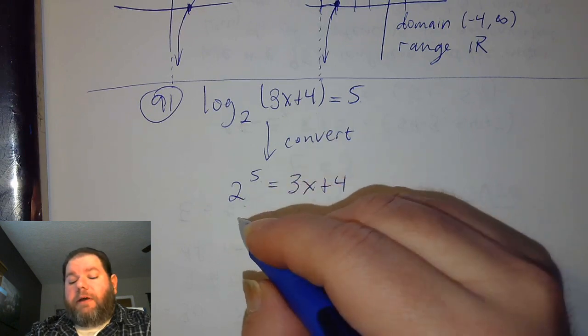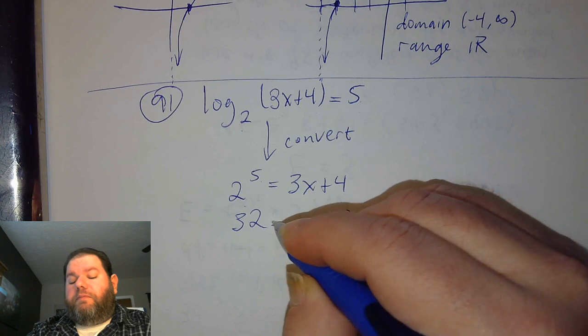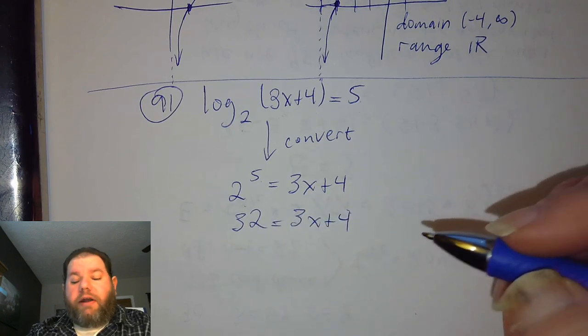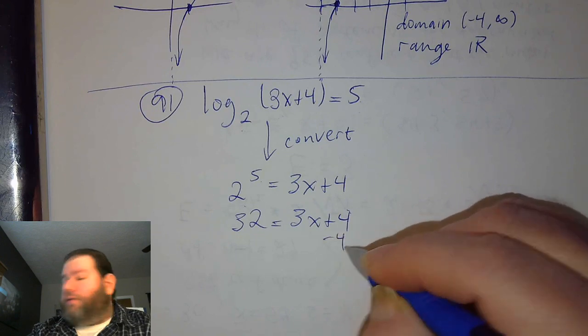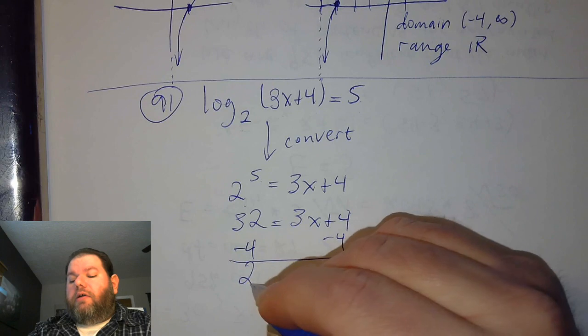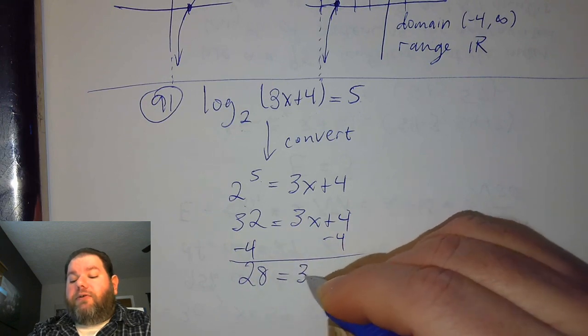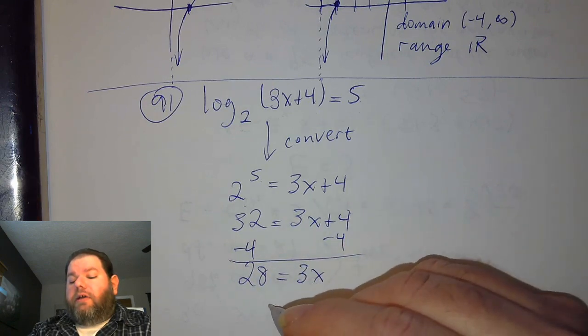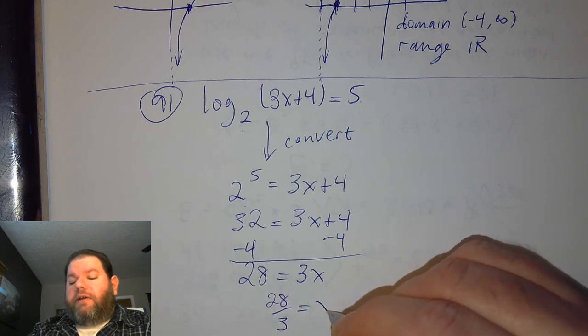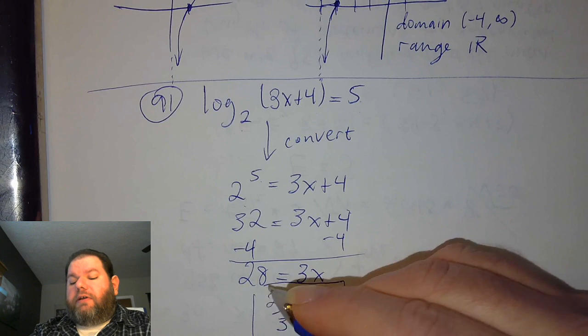Now, 2 to the 5th power is 32. And so from here, our goal is to solve for x. So we can subtract our 4 over. 28 is equal to 3x. And just divide by 3, so 28 over 3 is equal to x.